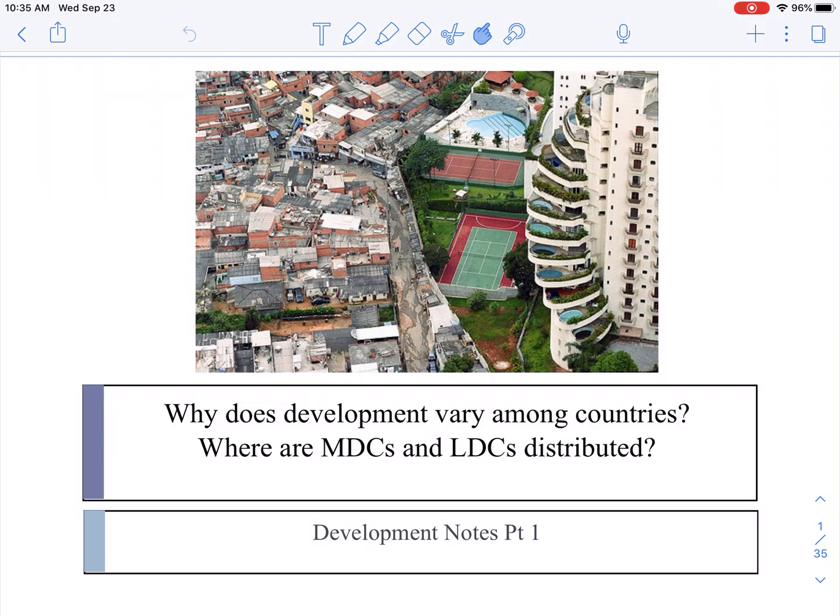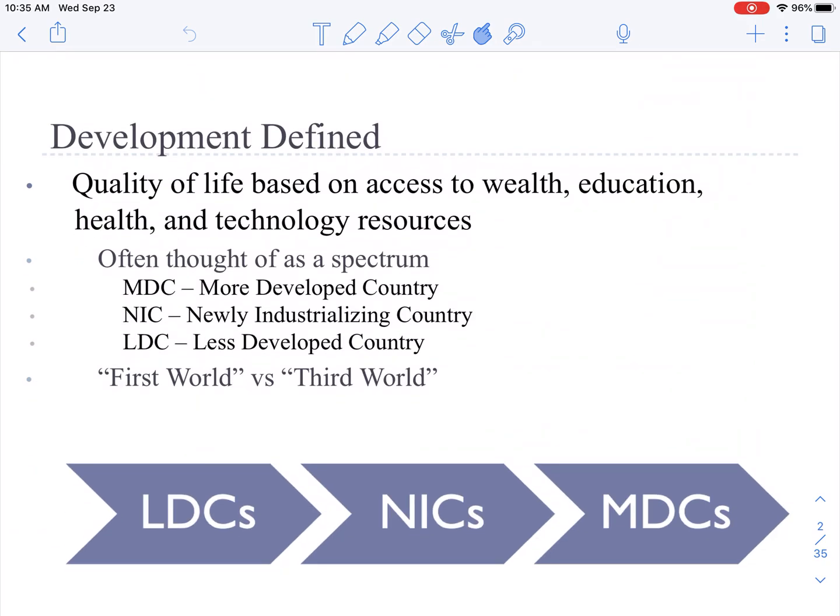In this series of notes, we're going to discover why development varies among countries and where MDCs and LDCs are distributed. To start, let's define development as the quality of life in a country based on its wealth, its education, health factors, and technology resources.